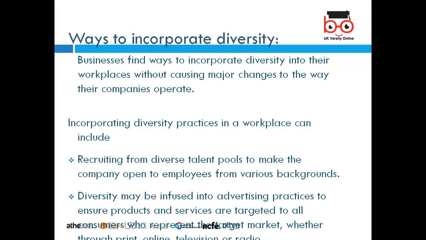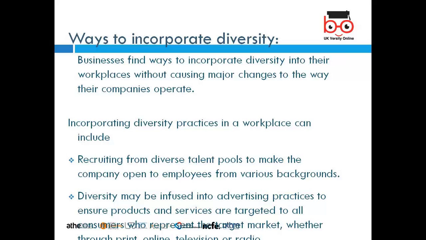Ways of incorporating diversity: businesses find ways to incorporate diversity into their workplaces without causing major changes to the way the company operates. This includes recruiting from a diverse talent pool. We don't bother about where you're from or your color or skin. If you have talent, that's fine, you come and we'll take you on board. Yes, we want to recruit from different backgrounds, but we're looking at the talent pool, so if anybody has talent, we will give them the opportunity. Diversity may also be infused into advertising practices.